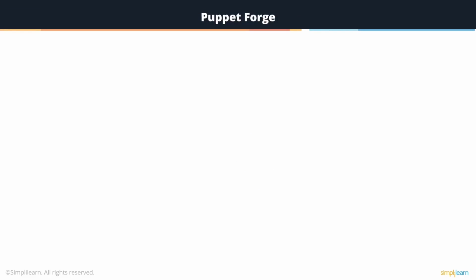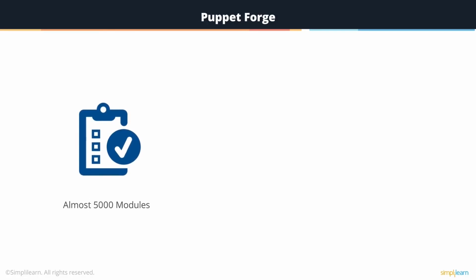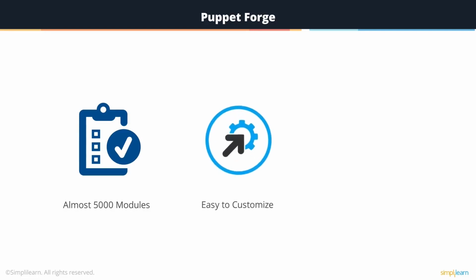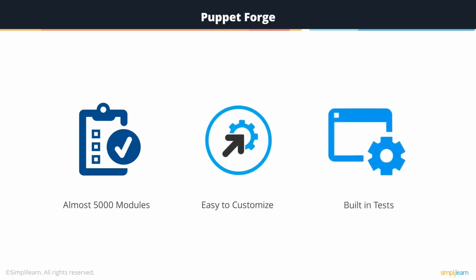So Puppet Forge is a GitHub client for a repository which is hosted by Puppet Labs. It has almost 5,000 modules of Puppet code. So these are both Puppet Labs and community contributed. The best thing about this is that they're easy to customize. So when you have a requirement for anything you're doing with your infrastructure, you can just grab one of those 5,000 modules, and then you can customize it according to your needs. One of the other benefits is they have built-in tests, so they follow all of the best practices.